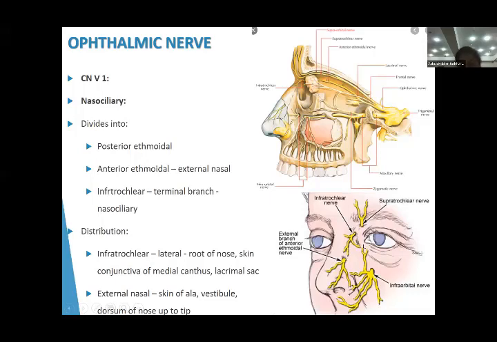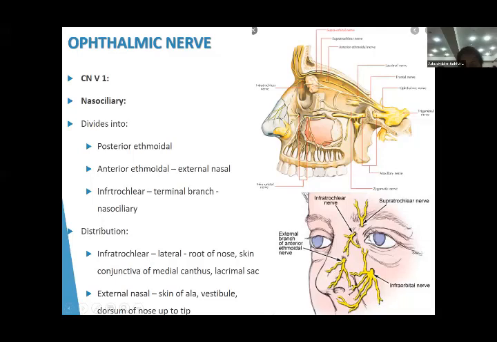So I repeat once again. ये lateral part of the root of the nose is cystic. Skin and conjunctiva, medial canthus of the eye, skin and conjunctiva of the medial canthus, and then over here you also have the lacrimal sac, so it also supplies the lacrimal sac. External nasal ये है, ठीक है.